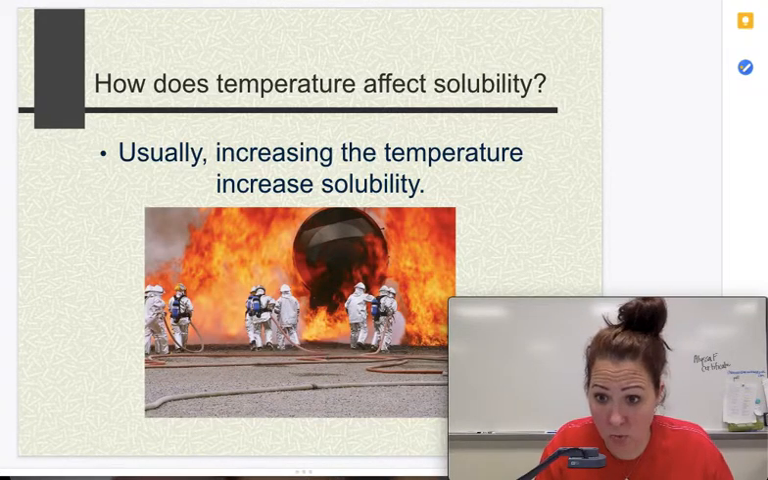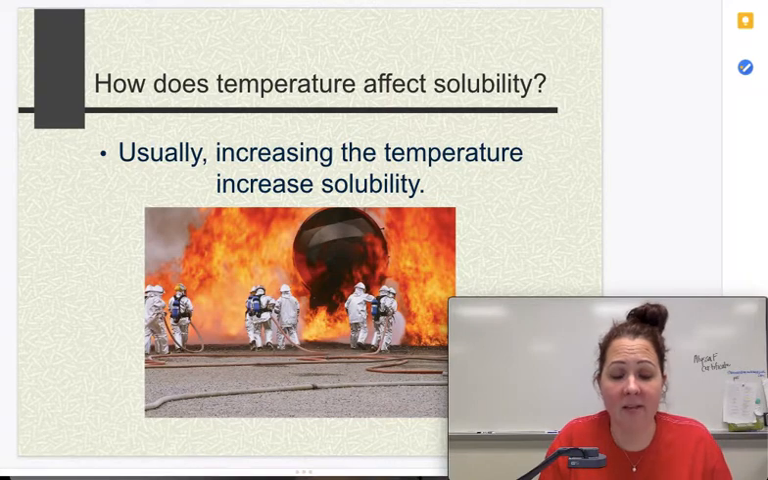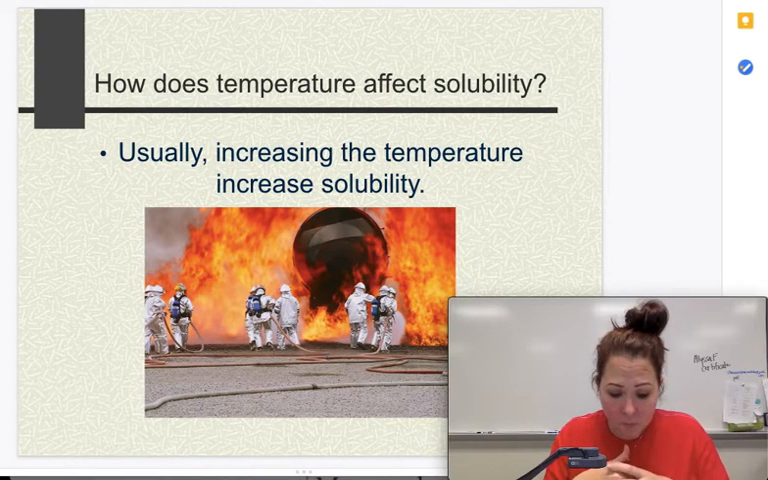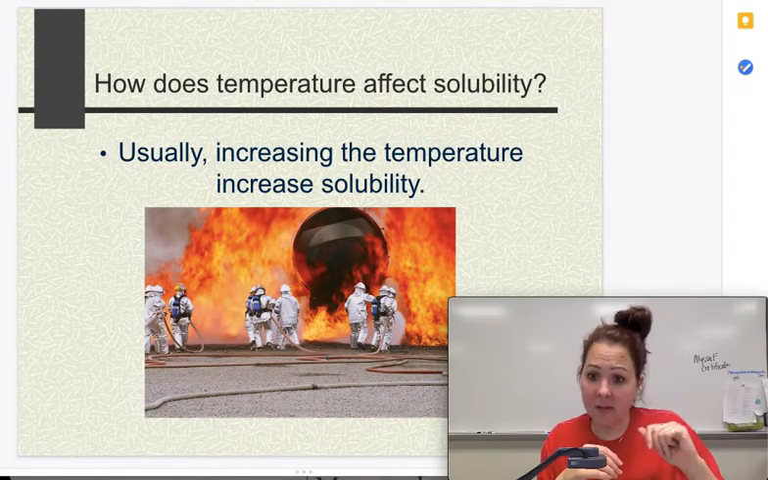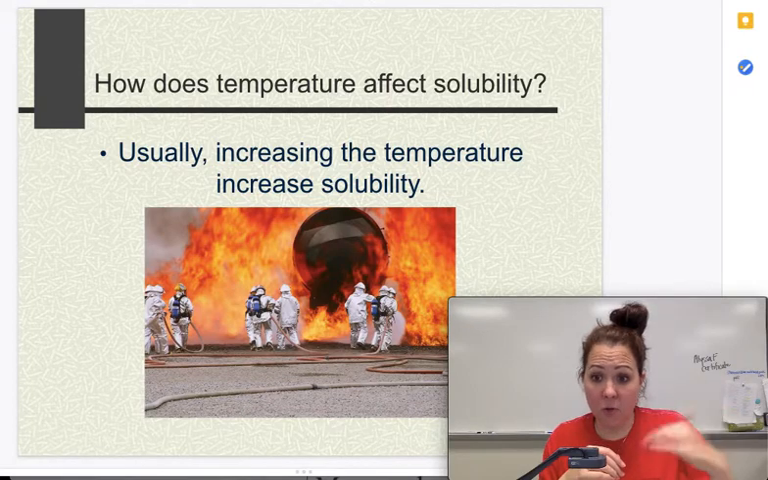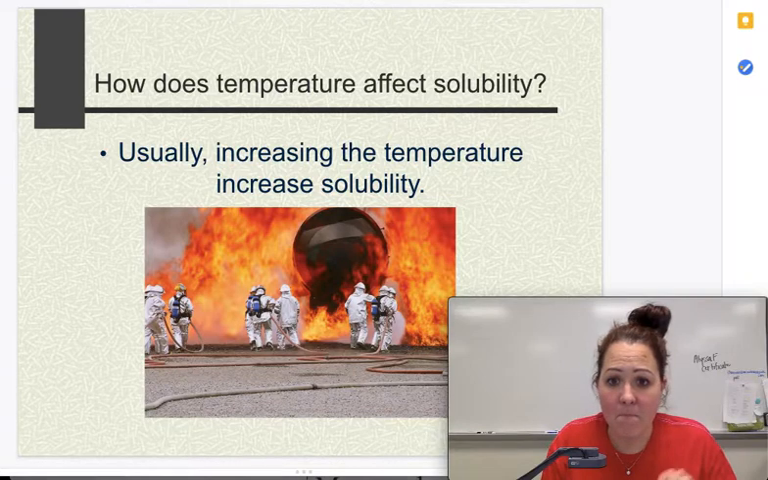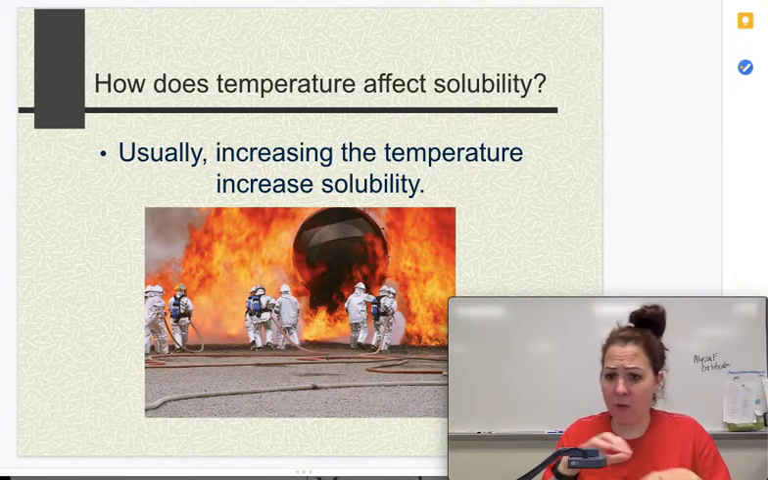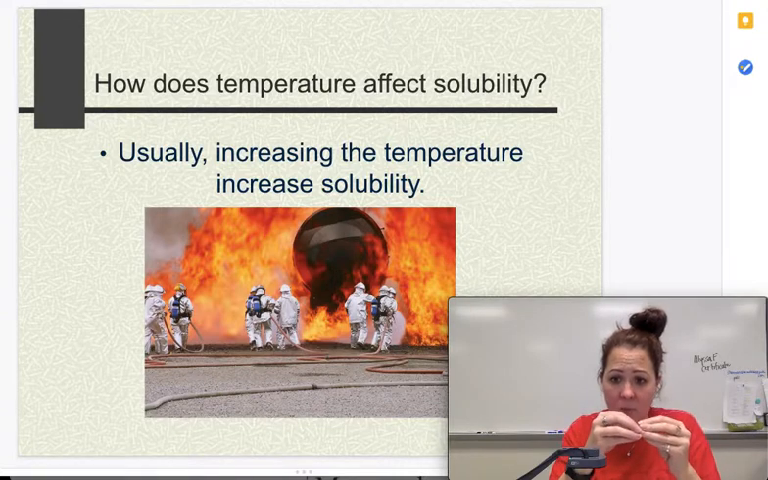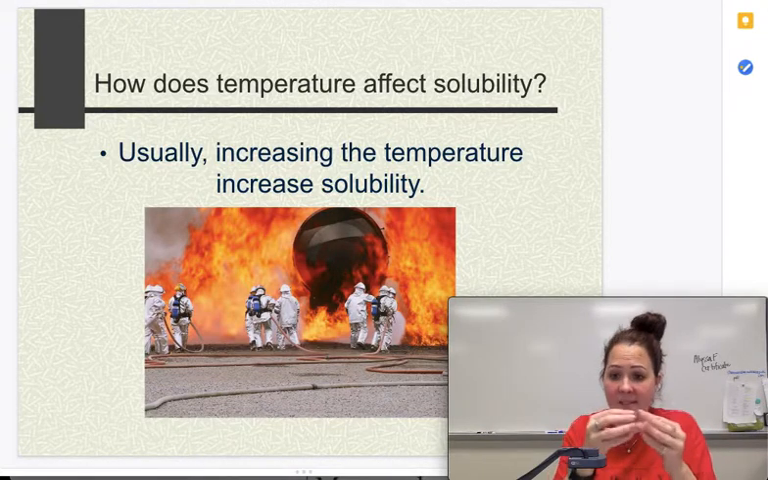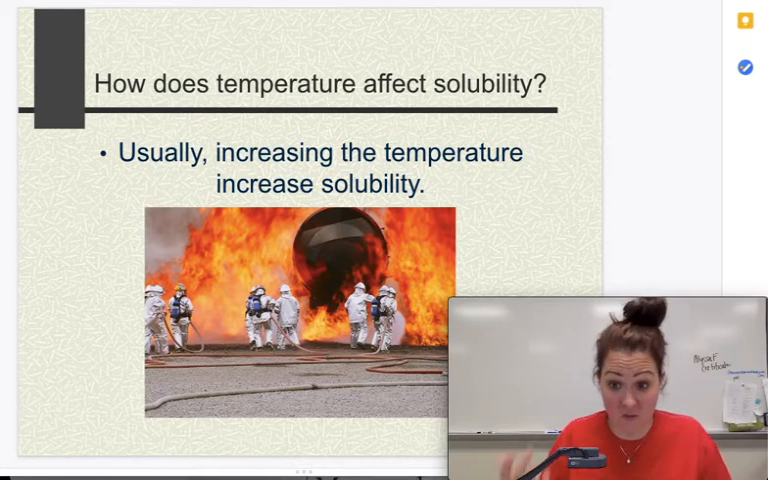Now, this doesn't work with gases, as we're going to find out here in a few minutes. But typically, you have an increase in how much solute can be added to your solvent. With gases, that doesn't happen because as the particles start moving faster, the gas particles hit one another, it makes bubbles, and as it makes those bubbles, it effervesces faster.